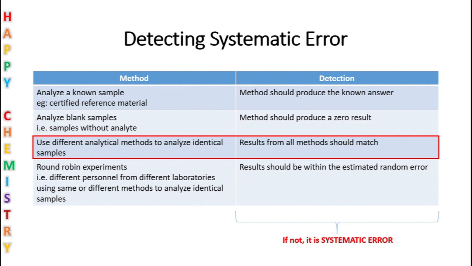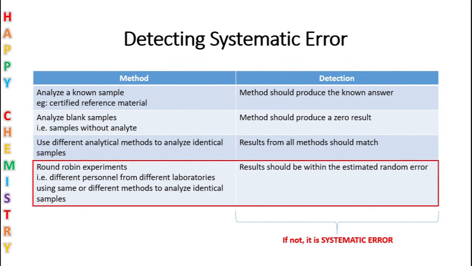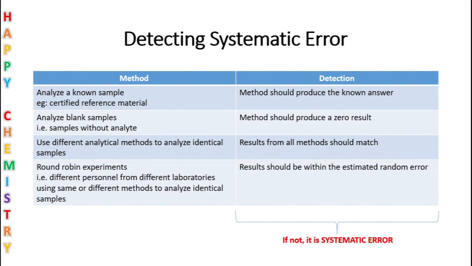Finally, carrying out round-robin experiments. That means different personnel from different laboratories using same or different methods to analyze identical samples. The results should be within the estimated random error. If the discrepancy is beyond the estimated random error, then there is a systematic error. These are the 4 methods to detect the systematic error. Once detected, immediately should be corrected and be eliminated.